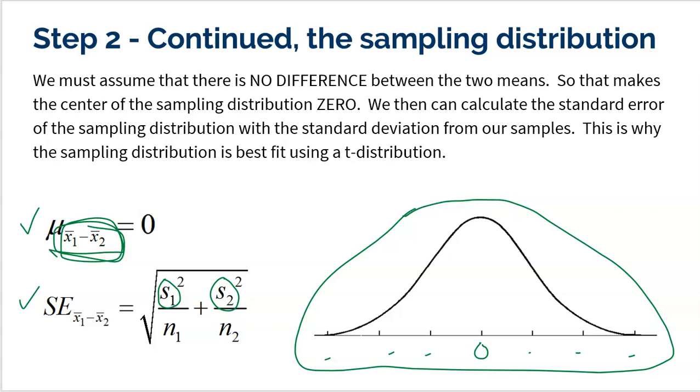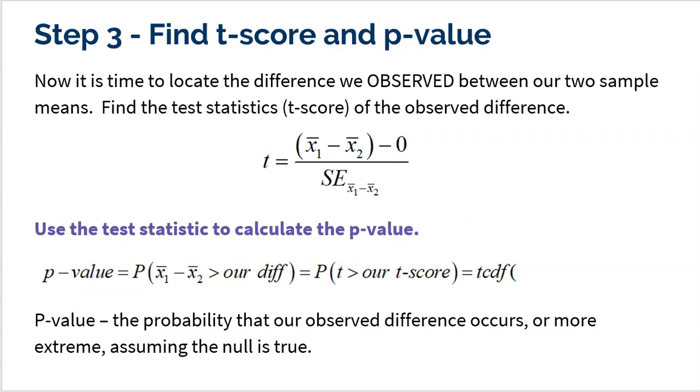All right, so let's move on to step 3 here, finding the T-score. So now it's time to locate the difference we observed, right? So this is where we're going to say, okay, we have this model that shows me what all differences should look like, and now where's our difference at?